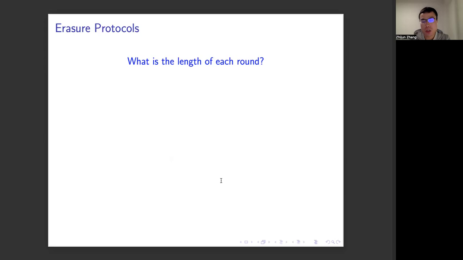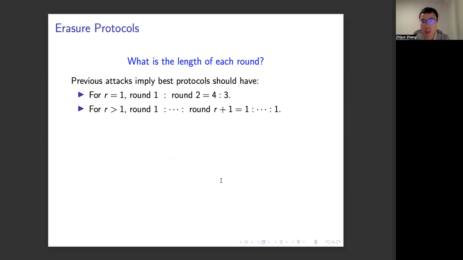So what these attacks or adversaries actually tell us is, in order to achieve such resilience, the only way to allocate the communication between different rounds is as follows. For a single round of feedback, the first round versus the second round, the communication should be 4 versus 3. And when there is more than one round of feedback, the communication should be allocated equally between all rounds. Because if we don't allocate the communication this way, we can definitely not achieve the resilience we get from previous slides.